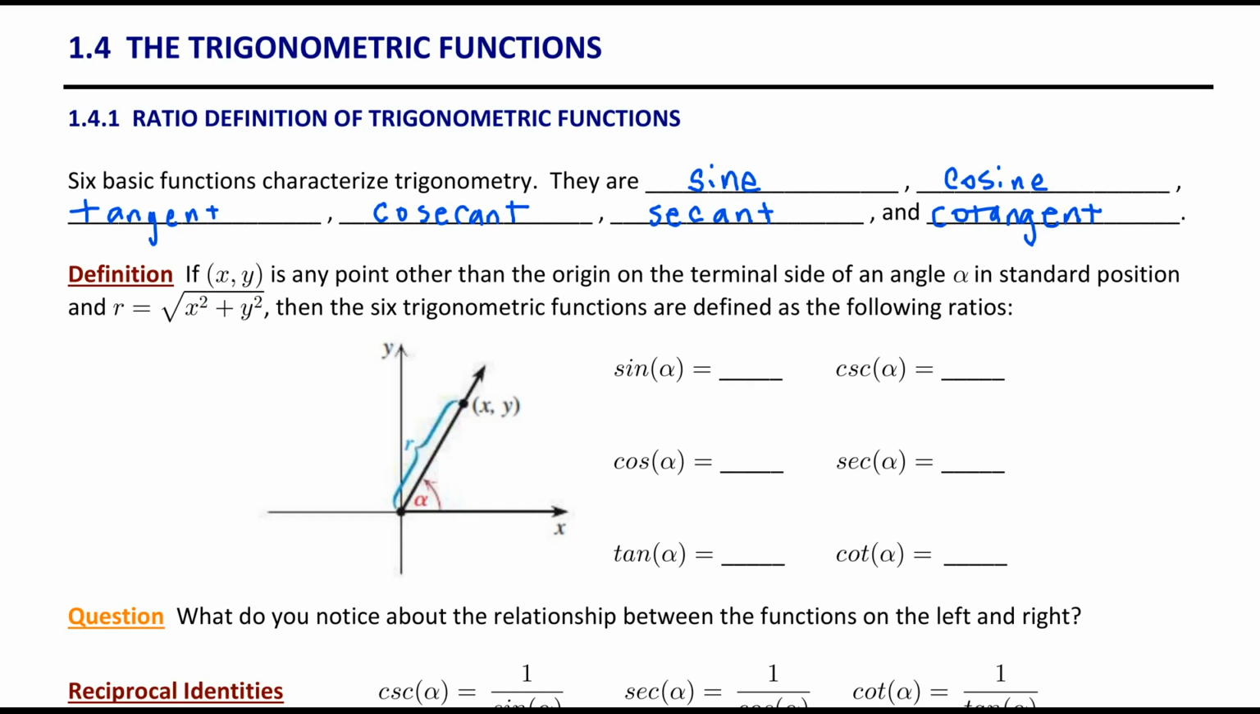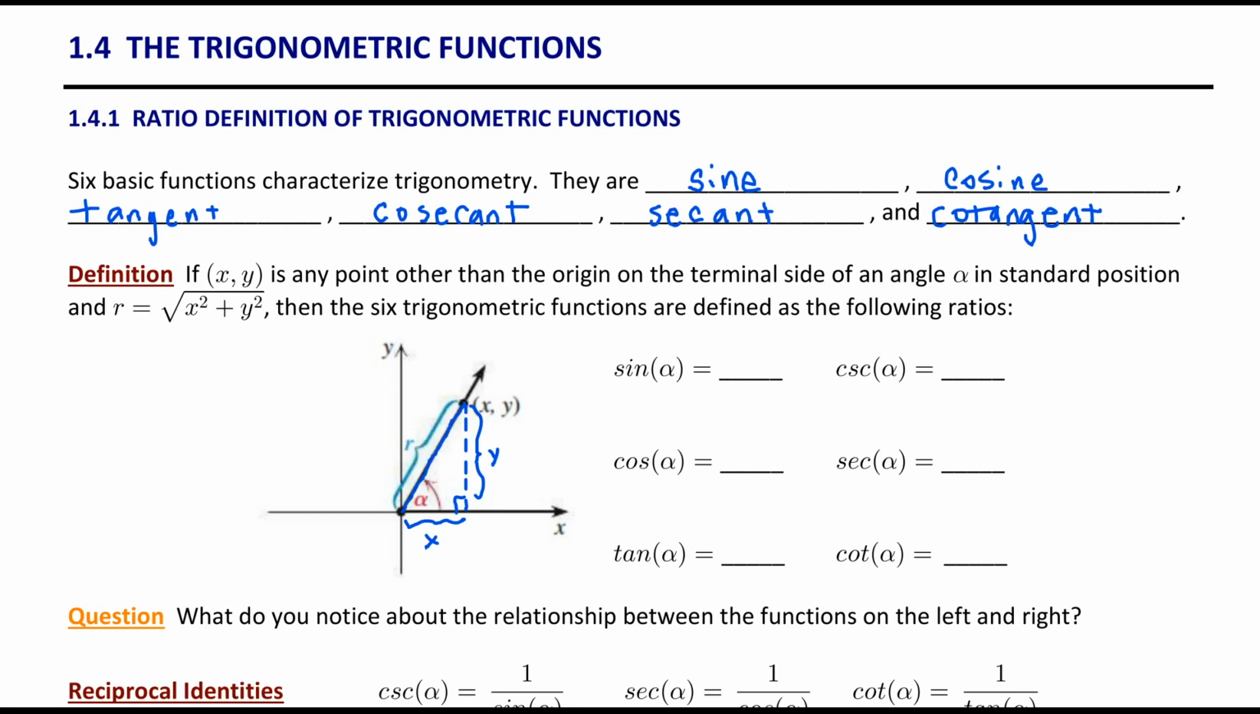So pausing right there for just a minute, on our diagram here, we can see that the horizontal segment of this right triangle is given by the x-coordinate. The vertical segment is given by the y-coordinate. Applying Pythagorean theorem, we can see that r is equal to the square root of x squared plus y squared. So r is simply the distance from the origin out to the point on that terminal side.